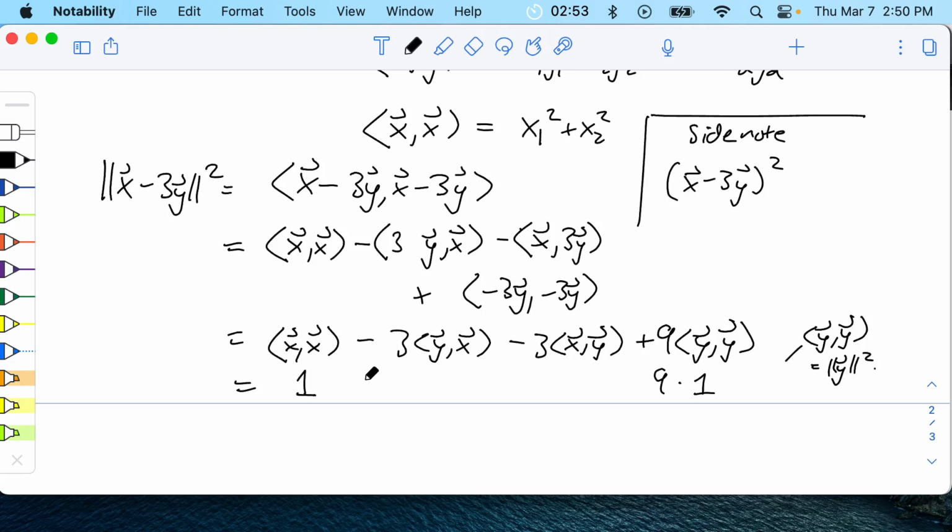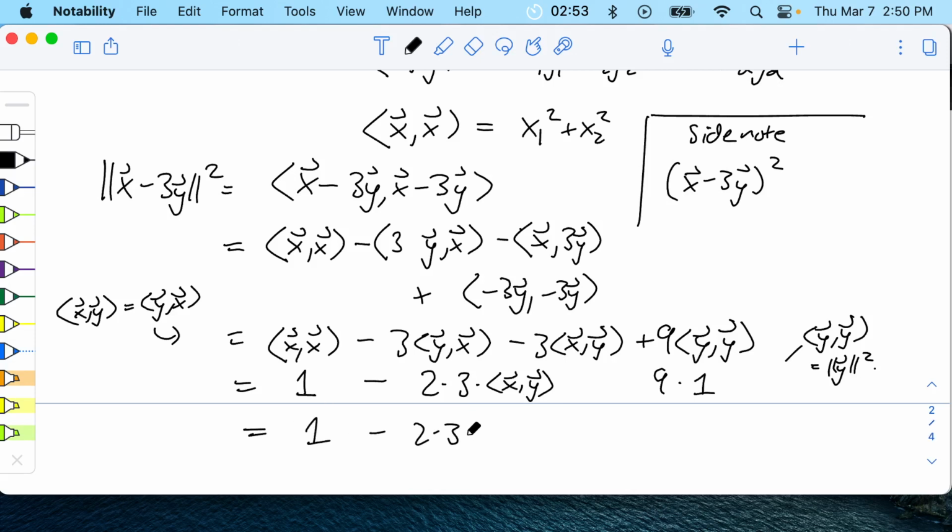In fact, one thing you could do is combine these together for real valued things. The inner product of xy equals yx. And so you could say this is minus 2 times 3 times the inner product of xy, because there are two copies, and the inner product of xy is a half. So you get 1 minus 2 times 3 times a half plus 9. Okay, so that's 10 minus 3, which is 7.